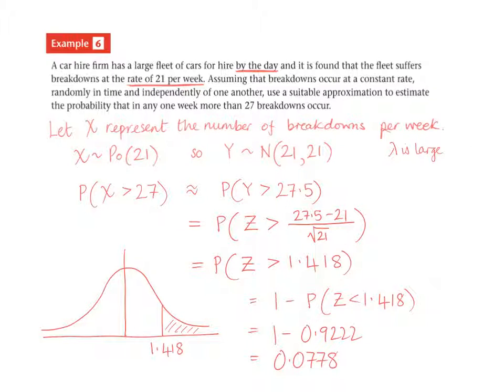What you'll find with looking up the tables is that the nearest value for that 1.418 is actually 1.42. So the nearest value on the normal tables is 1.42, if you have a look for that.